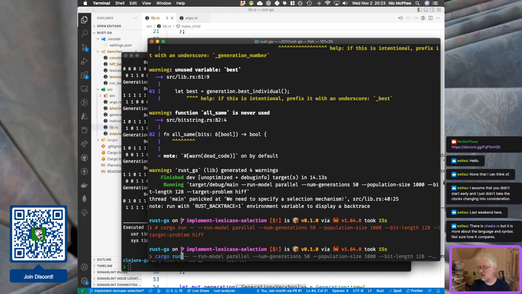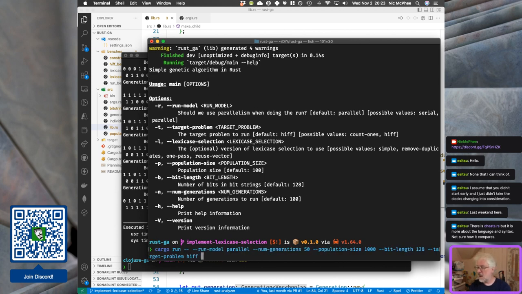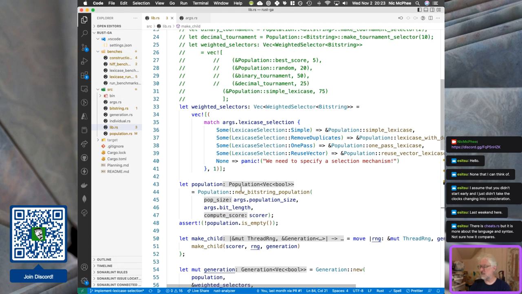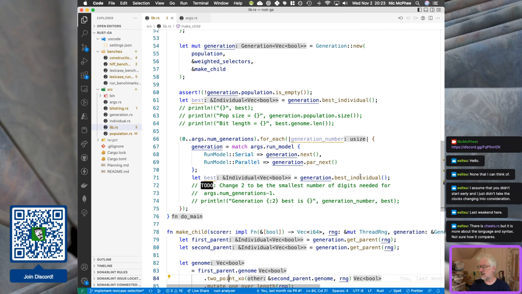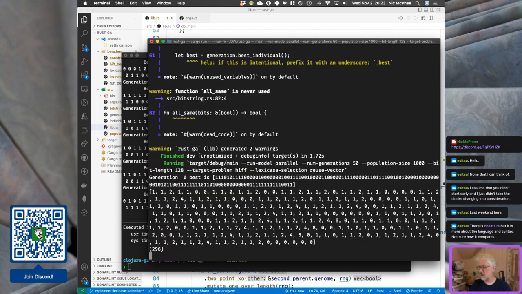Cargo run -- --help. I think it'll list everything. So --lexicase selection. And I want to do reuse vector, because that was the fastest of those. And oh, that doesn't print anything anymore. I think I took the printing out to speed things up. Let's put the printing back. Yeah, let's just bring that guy back. And now I'll have to recompile that.